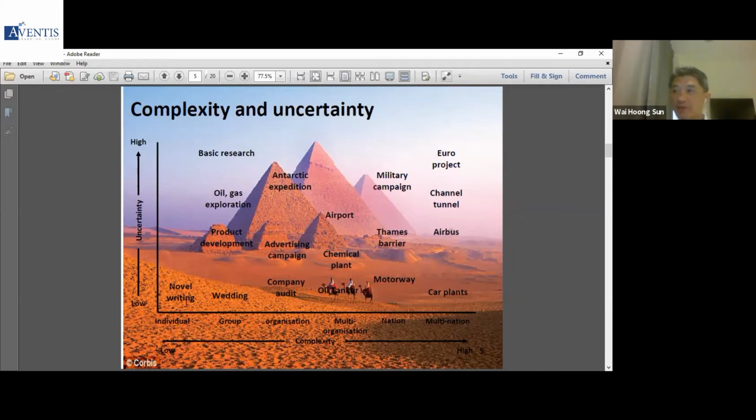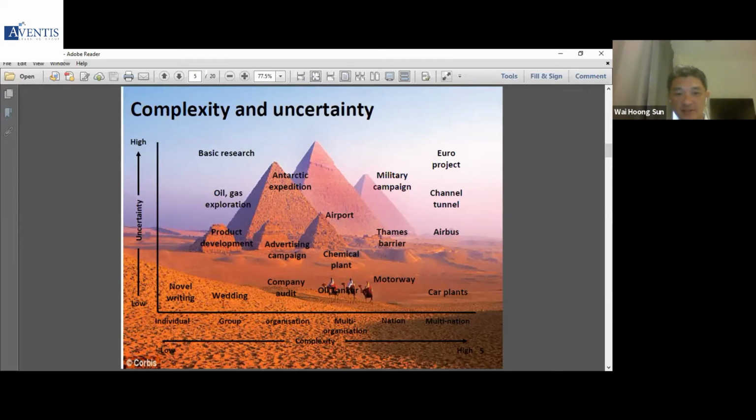So if you look at novel writing, it's not complex because it's an individual effort. And it also has quite a low uncertainty because it has been done before. Most probably you can finish a novel, because many novels are already out there in the marketplace. But of course, if you want it to be a highly successful novel, that's another thing altogether. But to finish it, it has been done many times before. So the uncertainty is low.